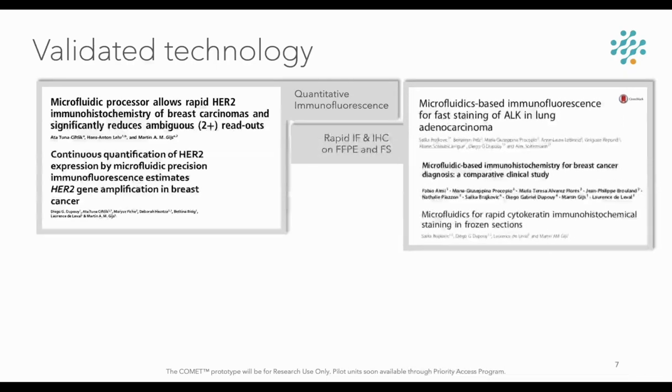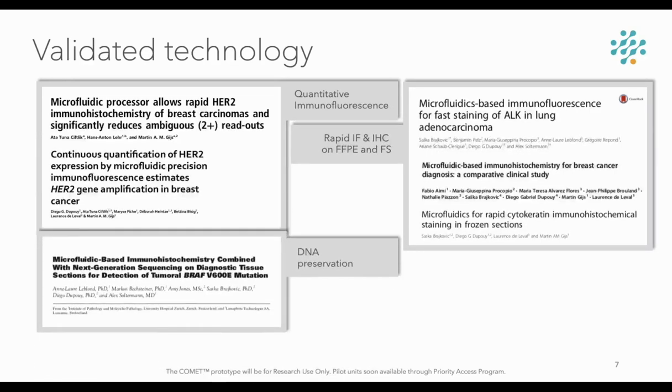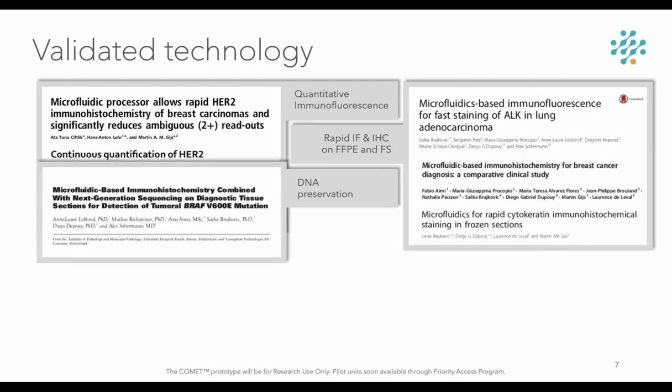We have also shown that we can obtain extremely rapid chromogenic and fluorescence stainings on different markers of both formalin-fixed paraffin-embedded and frozen samples. Additionally, we've shown that DNA and RNA can be preserved during the staining performed with our instrument, and the samples can be further utilized after staining for next-generation sequencing.